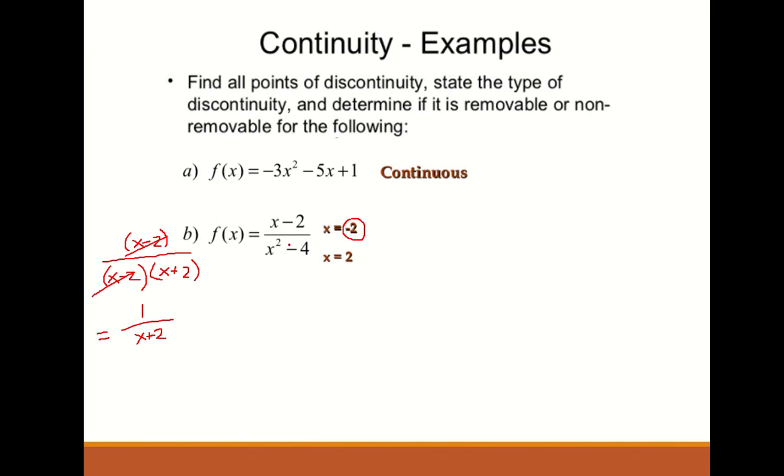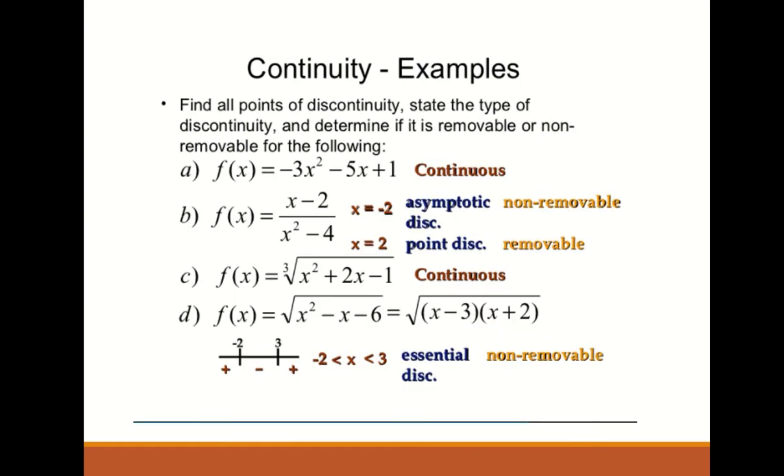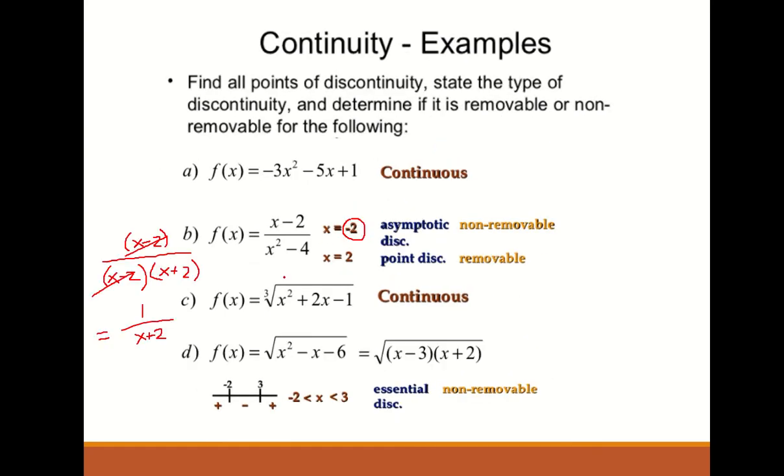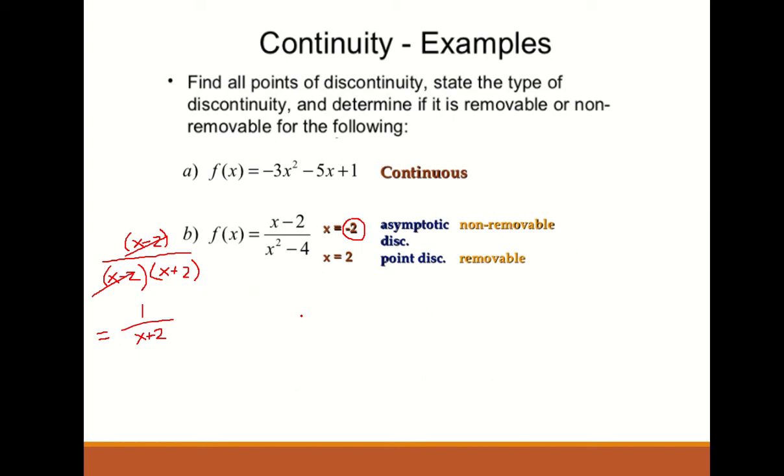So when x equal to 2, what will happen? 1 divided by 2 plus 2, so that becomes 1/4. So that's an example of removable. At this value x equal to 2, we can say that this is a point of discontinuity. So this is a removable discontinuity.